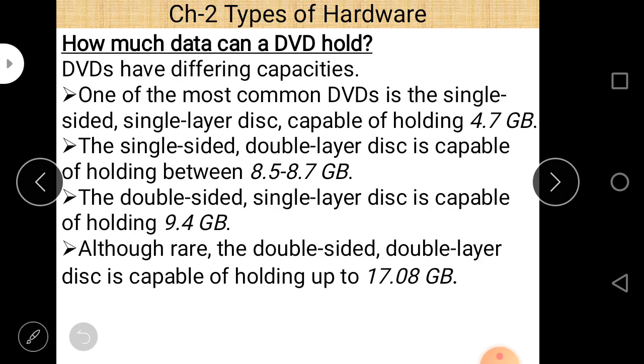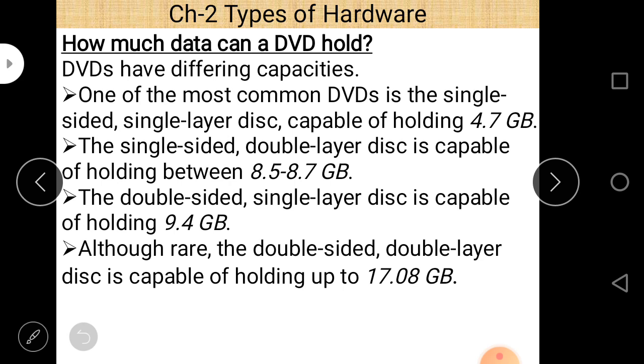Next is how much data can a DVD hold? It is a very important question. DVDs are more popular than CDs because of their data capacity. DVDs have greater density as compared to CDs. Both have the same size, but due to the density of data a DVD possesses, a DVD is more popular than a CD, and it basically holds 4.7 GB of data. So up to 4.7 GB is the most common, but it depends on the type of the DVD.